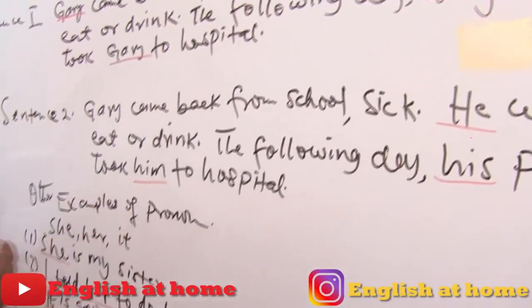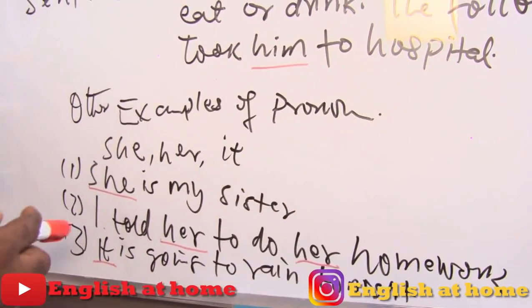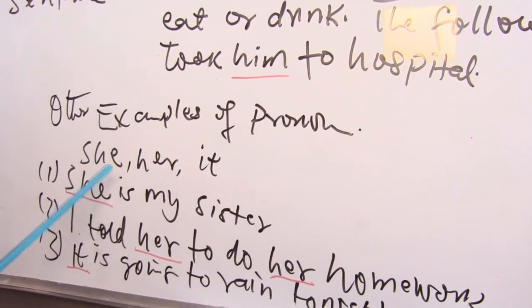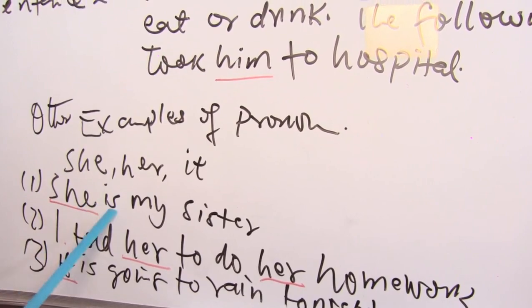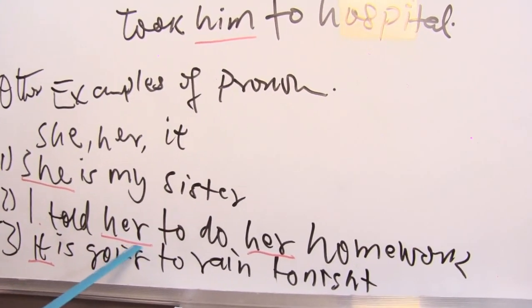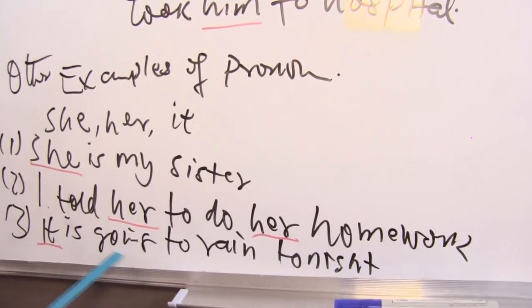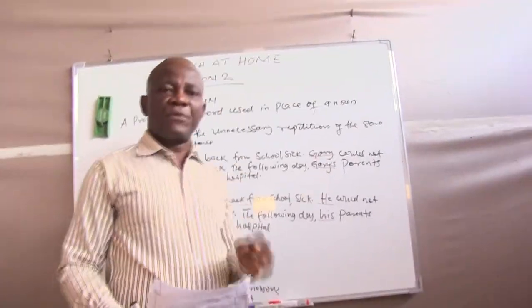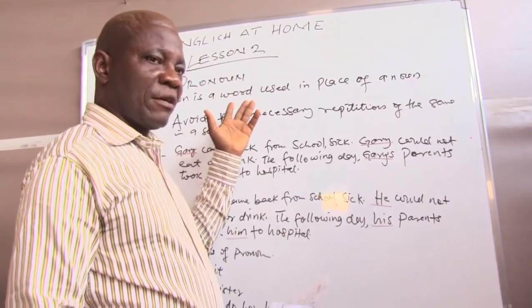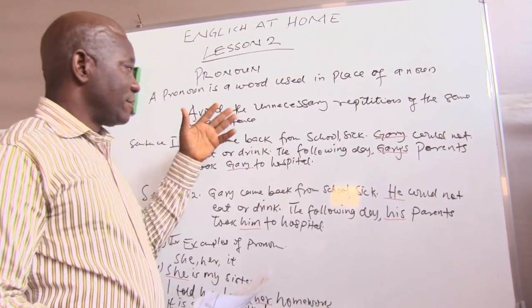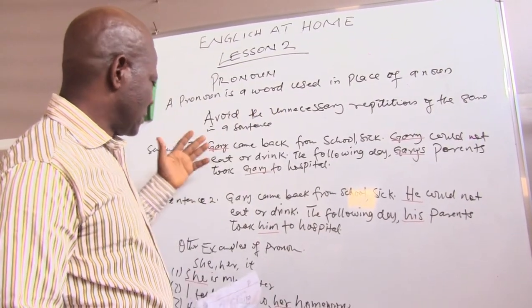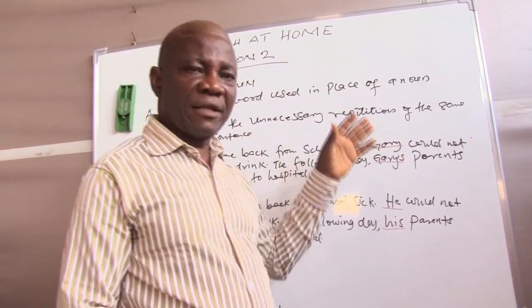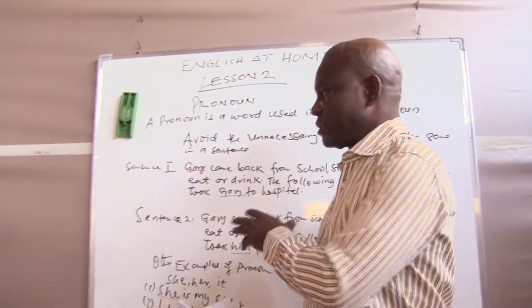And other examples of pronouns, apart from these ones, we have she, we have her, we have it. You know already we have used he and him. All right. So you see the sentence examples here. She is my sister. I told her to do her homework. It is going to rain tonight. So you can see them. She, her, it. All right, I hope you have enjoyed our lesson today on the pronoun. The definition, then the use of the pronoun, the purpose for the pronoun, sentence examples, everything concerning the pronoun. You can understand now the difference between the pronoun and the noun. That is our identification of today's part of speech.